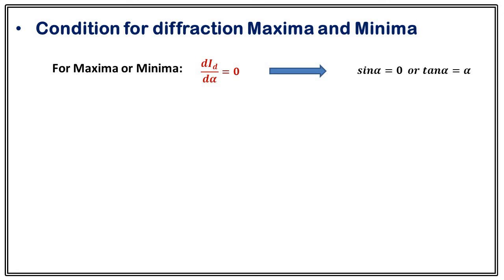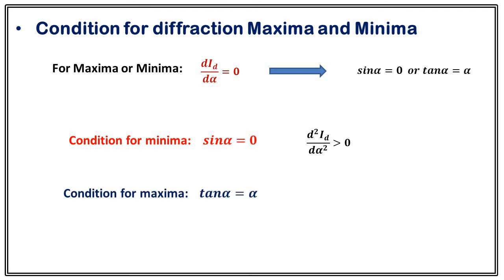To verify whether it belongs to maxima or minima, we just need to calculate the second derivative. If the second derivative is less than 0, then that condition is for the maxima, and if it is greater than 0, then the condition is for the minima. If you do that, you will find that sine alpha equals 0 is the condition for minima, and tan alpha equals alpha is the condition for maxima. We now know the condition for minima and maxima, but be careful, this is for the diffraction pattern.